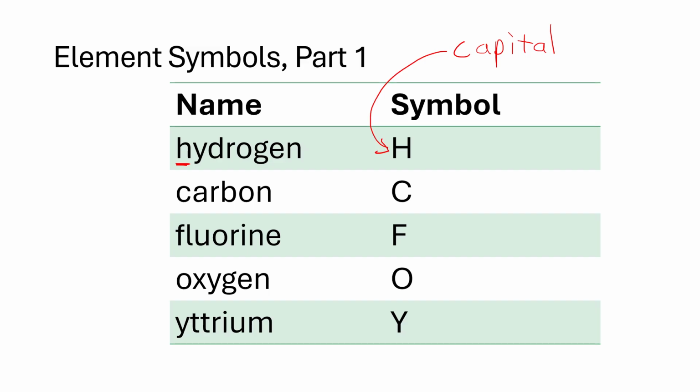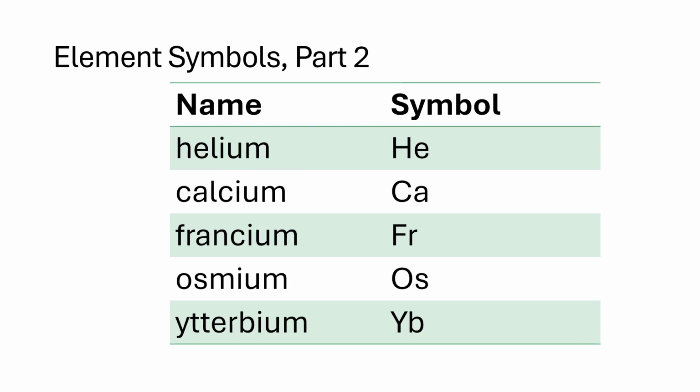Well, that's great. Looks like for these elements, we've found the pattern. First letter becomes a capital letter for the symbol. But wait, there's more. Let's take a look at some other elements. All of these elements start with the same first letter as the previous list. So we have the situation with 118 elements and only 26 letters in the alphabet that we will have multiple elements with the same first letter.